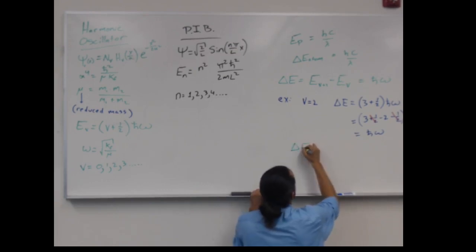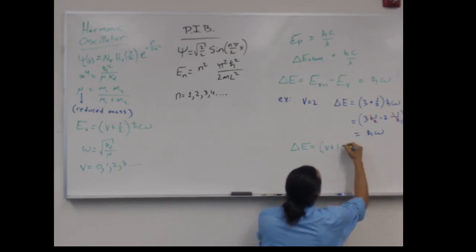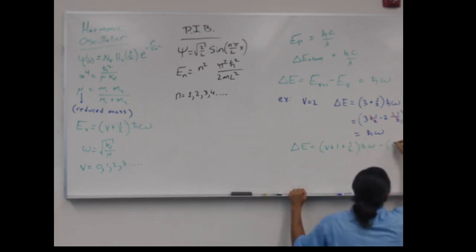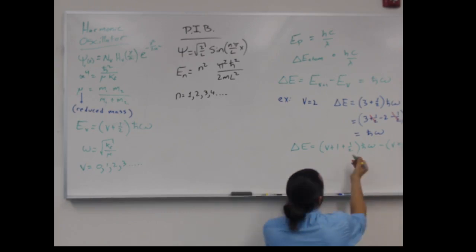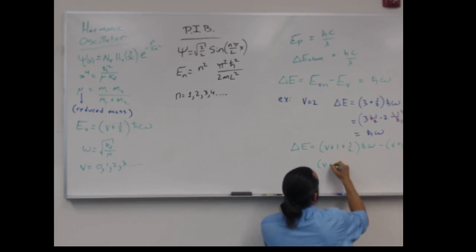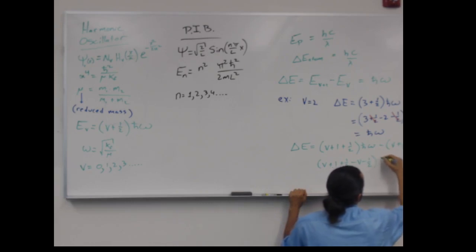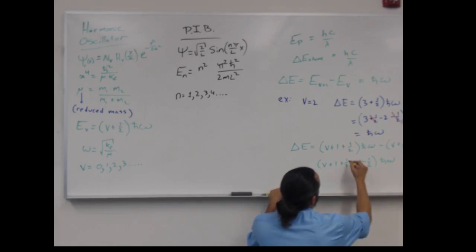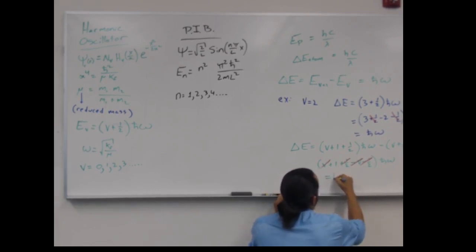If we do this generically, it again comes out the exact same way, where you're going to have delta E equals v plus 1 plus a half h bar omega minus v plus a half h bar omega. Factor everything around, and you're going to have v plus 1 plus a half minus v minus a half, h bar omega. And the negative v and the positive v cancel out. The positive a half and the minus a half cancel out. And you just get h bar omega.